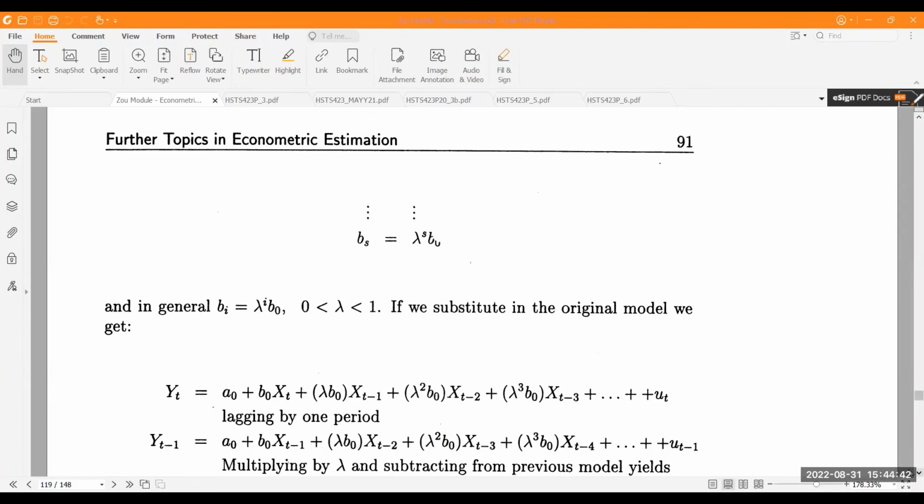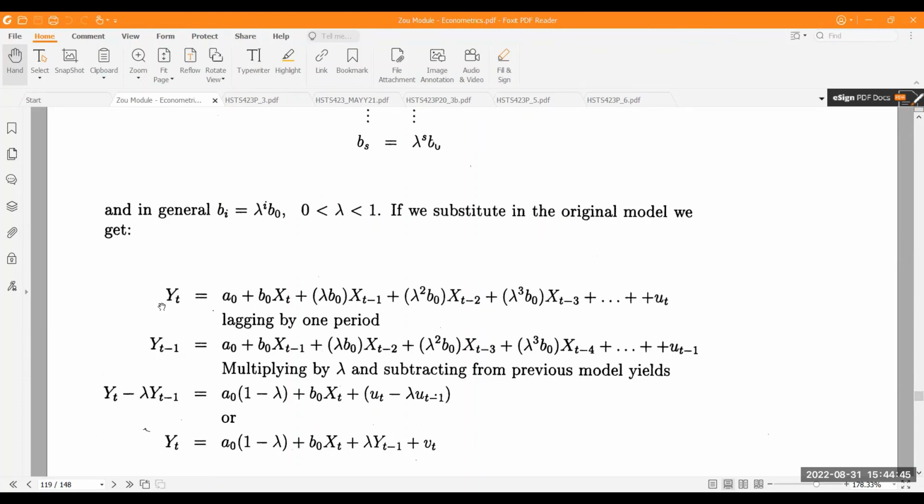Then we are going to lag yt once. So yt becomes yt minus 1. Then xt becomes xt minus 1. Then xt minus 2 becomes xt minus 3, and so forth. Then ut becomes ut minus 1. Then next, we multiply what we have left by lambda and subtract it from the previous equation. So let's multiply this one, yt minus 1, by lambda, multiplying throughout by lambda. Then subtract from the first equation.